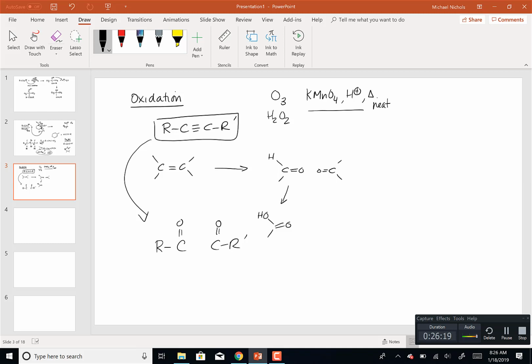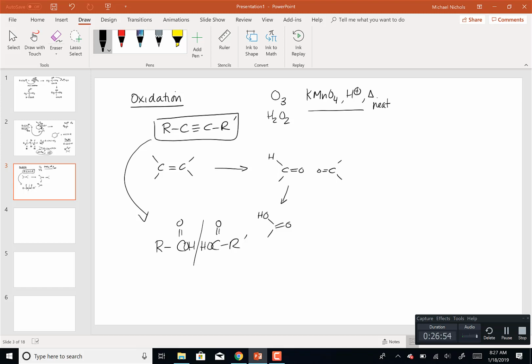But we don't have to worry about this: is it a carboxylic acid or is it an aldehyde? Because there's no hydrogens there. We cleave the triple bond, so they automatically become carboxylic acids. So we automatically cleave the triple bond to make 2 carboxylic acids. So there's no issue of, well, do I oxidize the aldehyde or not?